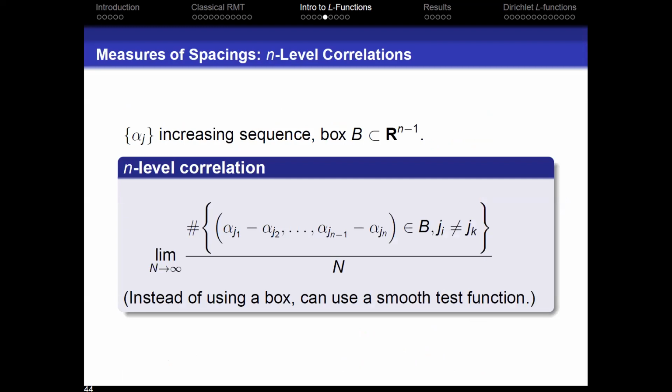And now let's talk a little bit about the spacing statistics that one can look at. So the first is the n-level correlation. So looking at how many times do we have a tuple that lies in a box. As you go further in number theory, you learn that it is absolutely a nightmare whenever you have a hard cutoff function. So a hard cutoff function is disastrous in terms of actually calculating things. So instead of using a box, it's frequently better to use a smooth test function. And if things cut down very quickly, this is more than enough.